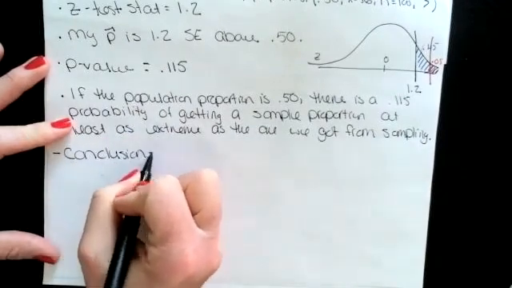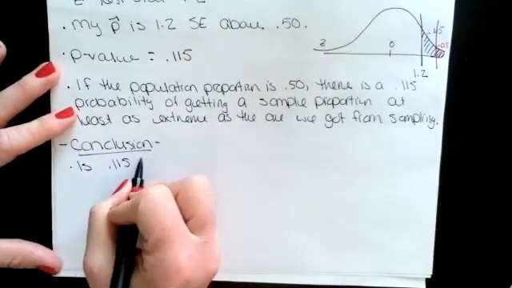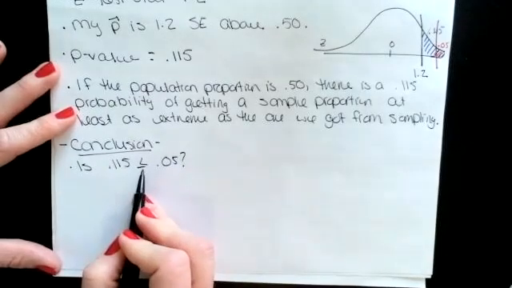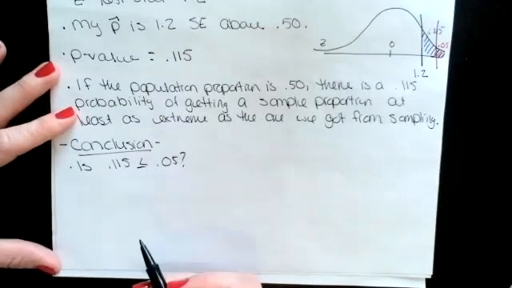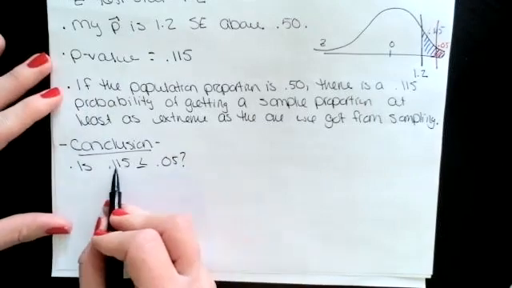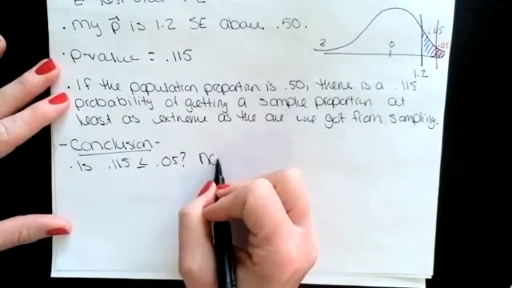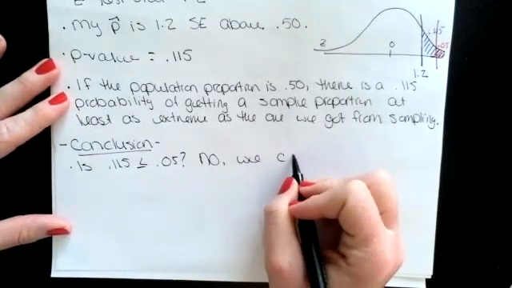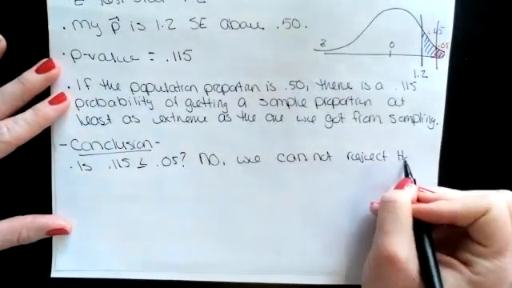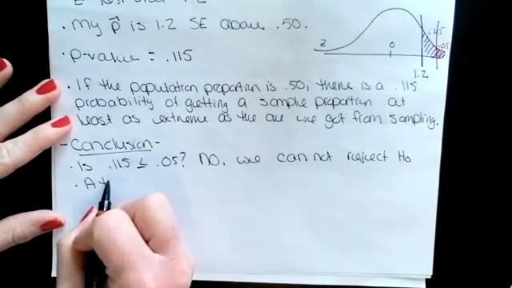Let's move on to my last step, my conclusion step. So here I'm going to ask myself, is 0.115 less than or equal to 0.05? So I'm always asking myself the same question. This inequality never changes. So is my p-value less than or equal to my alpha? It's not, right? I'm going to look at it in percentages. If I have a hard time with decimals, it's 11.5. Is that less than 5%? No. So I'm just going to say we cannot reject our null. So now I'm going to make my conclusion statement.